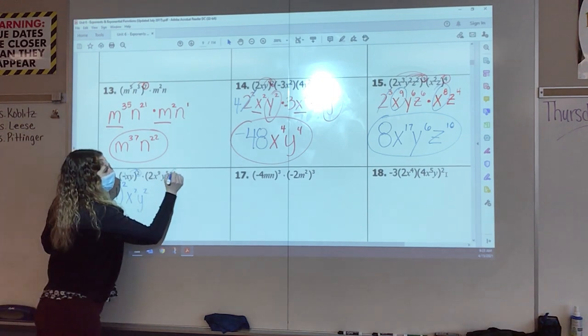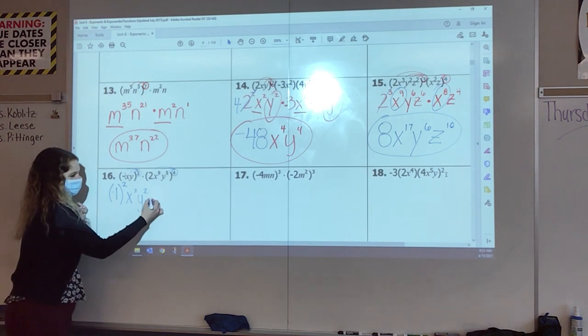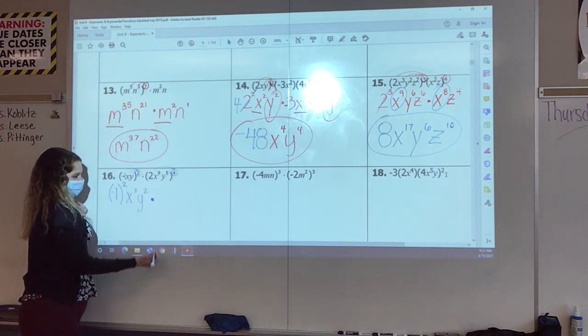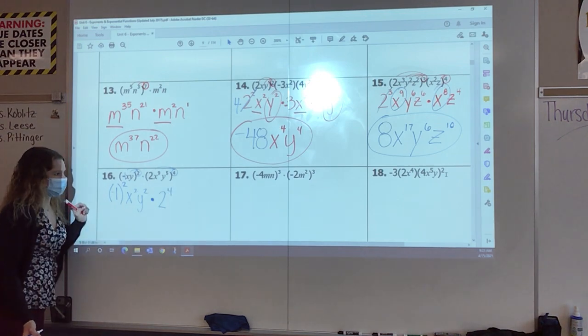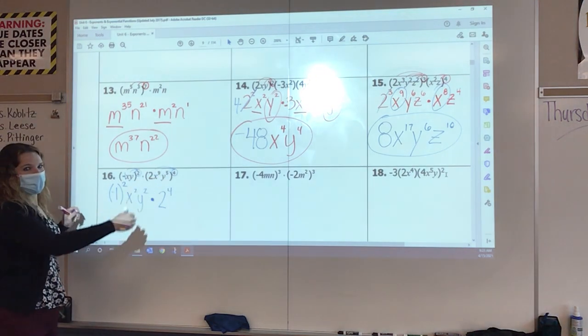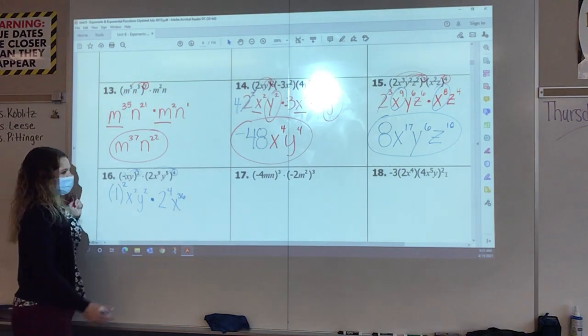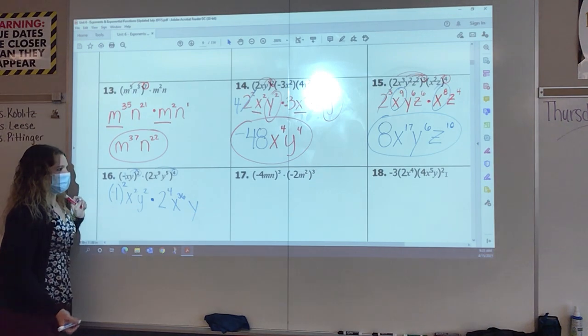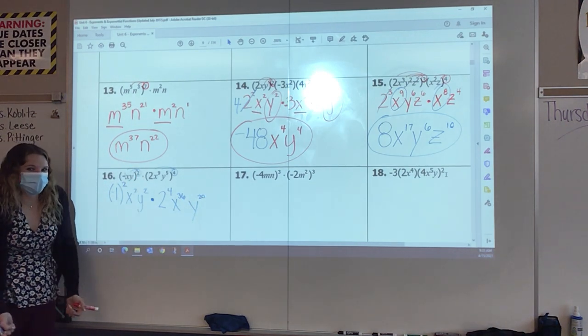Now the 4 has to go to all 3 of those. So bring down my multiplication dot. We have 2 to the 4th power, times 9 to the 36th power, that's a big number, and y to the 20th power. It could be a big number, it could be a really small number, actually.